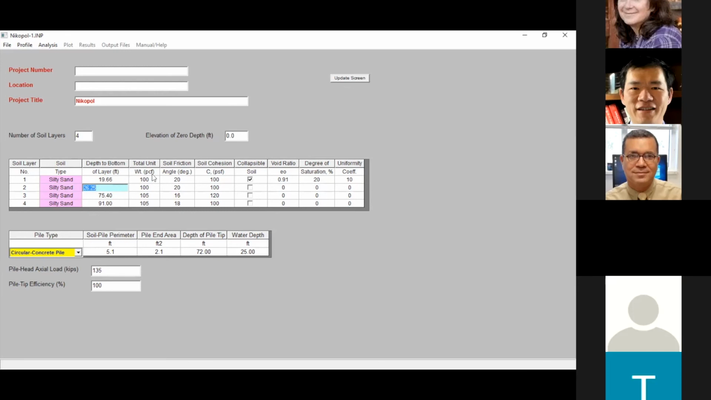So in this case, you can get the soil profile, the unit weight of the soil, the initial friction angle of that soil. If you have cohesion, you can use it too. And you can mark whether this soil is collapsible or not. If it's collapsible, you will be able to provide the void ratio, degree of saturation, and uniformity coefficient. If it's not, you cannot access these things.